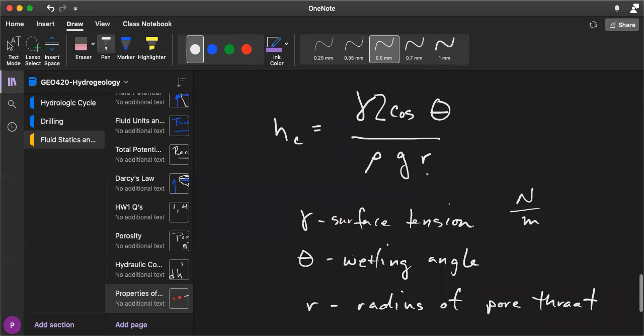If I look at this equation, what are things I can do to increase the height of this capillary rise? Decrease my radius, right? That's basically what I can do. I can't really change the surface tension of water. I have some effect, maybe potentially different minerals might have slightly more affinity to water than others. So I could affect cosine theta a little bit, but mostly it's the pore throat radius.